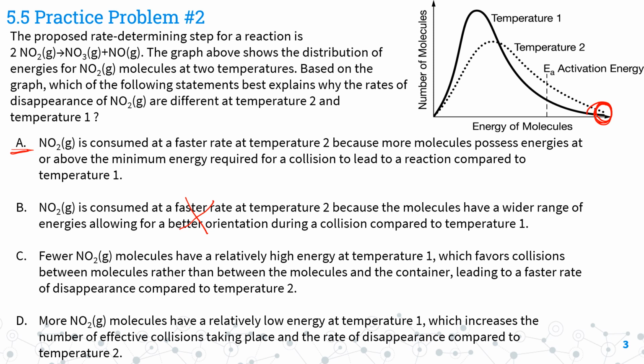C says fewer nitrogen dioxide molecules have relatively high energy at temperature 1, which favors collisions between molecules in the container, leading to faster disappearance. No, that one just doesn't make any sense. D says nitrogen dioxide molecules have a relatively low energy at temperature 1, which increases the number of effective collisions taking place and the rate of disappearance compared to, no, it does not do that. So A is our best answer.